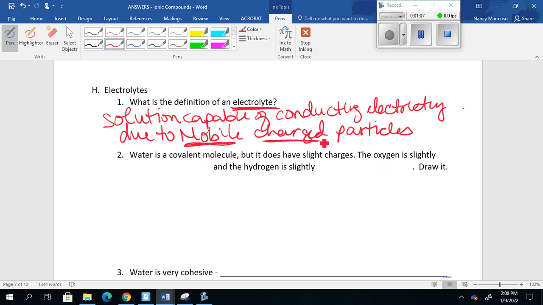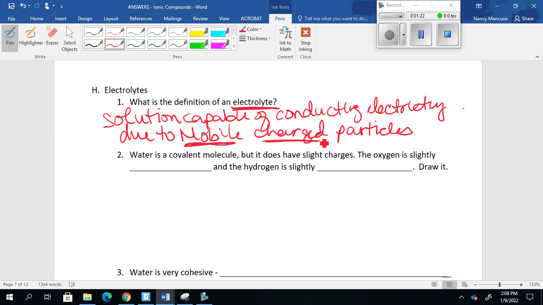If you haven't seen it yet, I have a really cool demo that I'll show you in the class. We'll use some Gatorade, we'll use some different solutions, and we'll see which ones can light up a light bulb. And if they can light up that light bulb, they've got mobile charged particles.